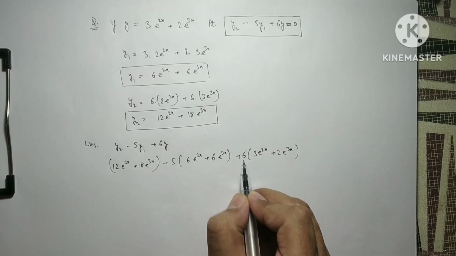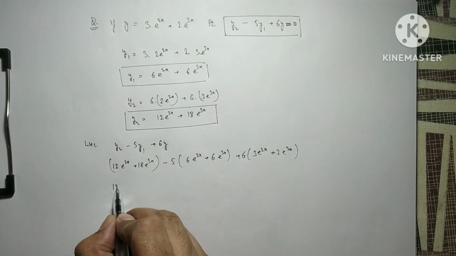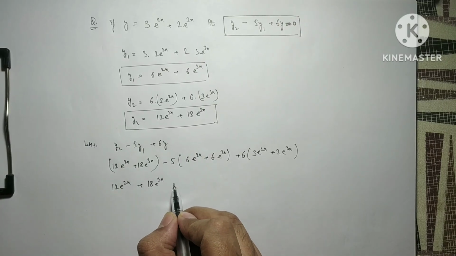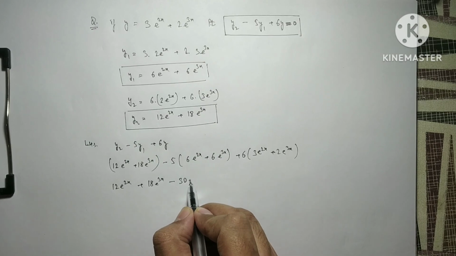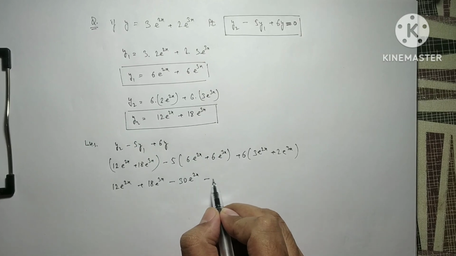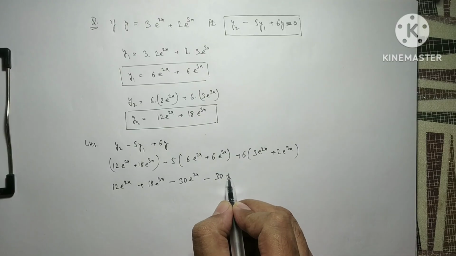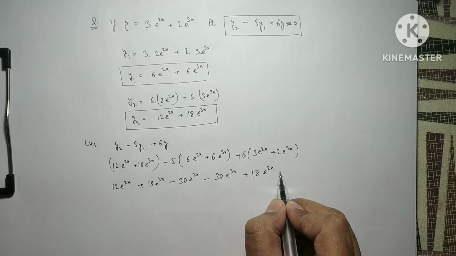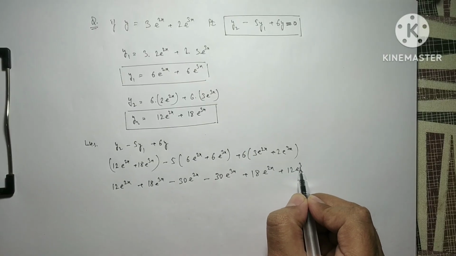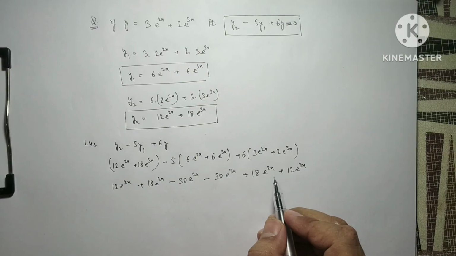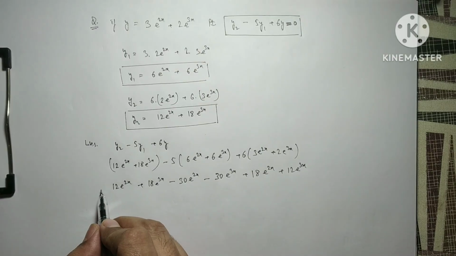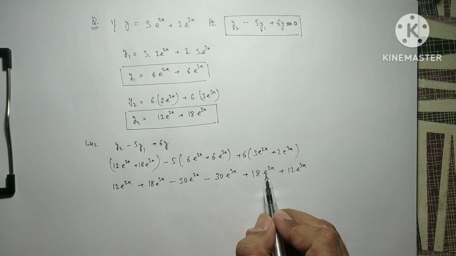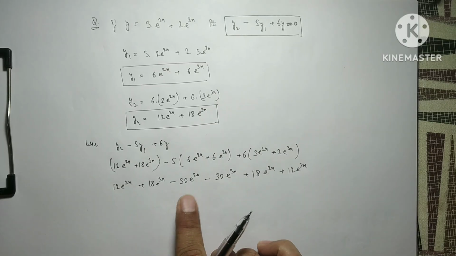So it should be multiplied with 6. So it is 12 e to the power 2x, 18 e to the power 3x, minus 30 e raised to power 2x, minus again 30 e raised to power 3x. This is plus 18 e raised to power 2x plus 12 e raised to power 3x. So collect e raised to power 2x on one side. So it is 12, it is minus 30, and this is 18. So this is positive 30 and this is minus 30.